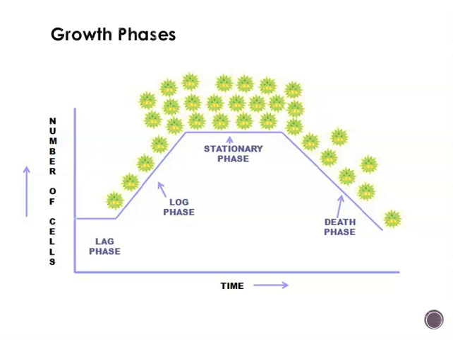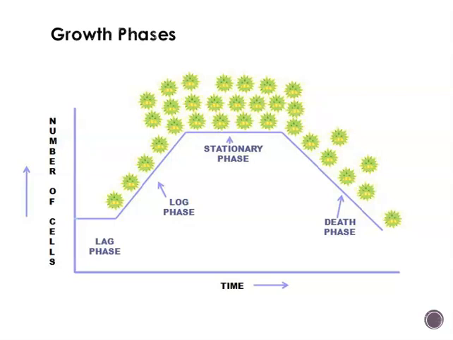The log phase is when bacteria start to multiply. They multiply by binary fission, so they split in two. And this can occur as often as every 20 minutes, and it will continue as long as organisms have nutrients and their environment is favorable.